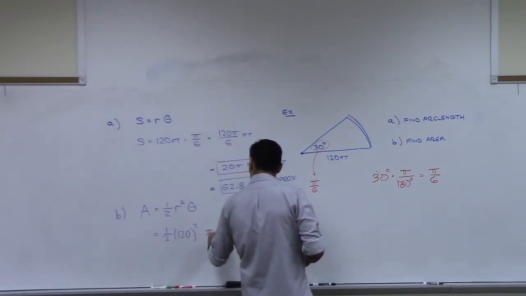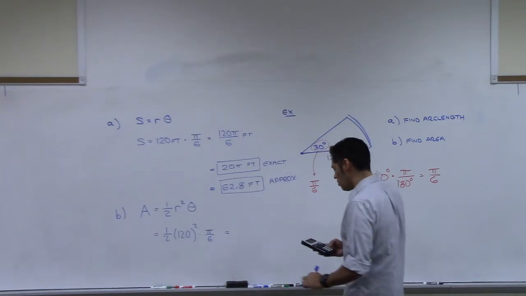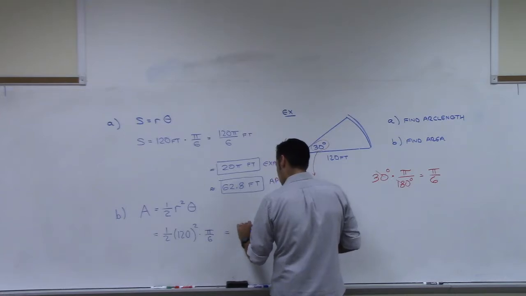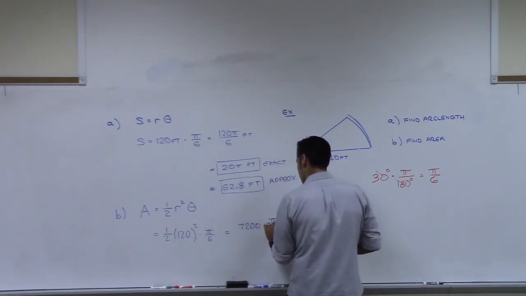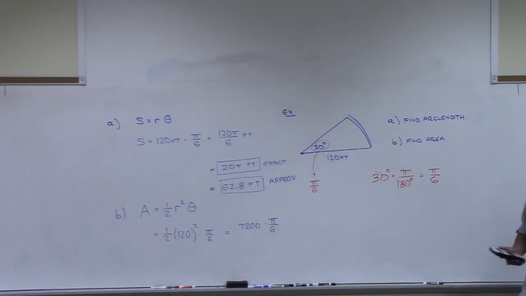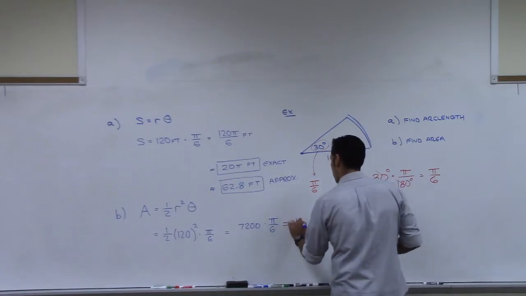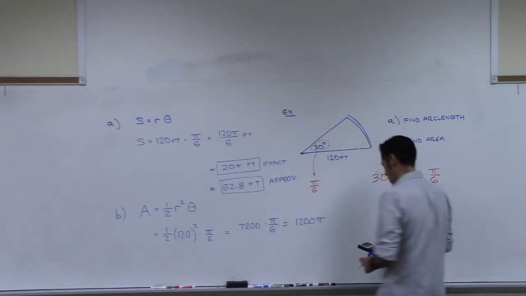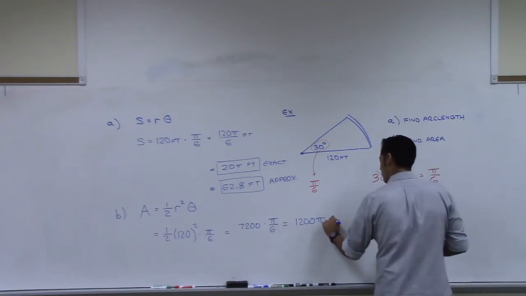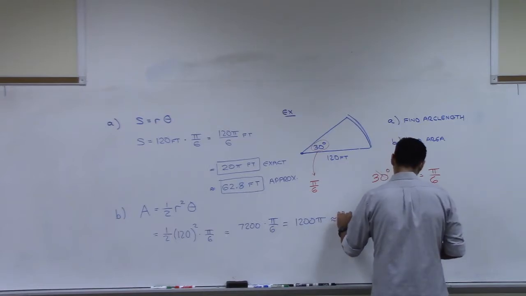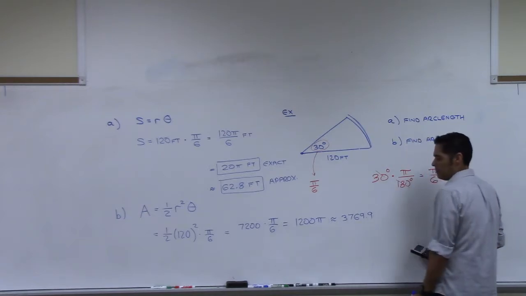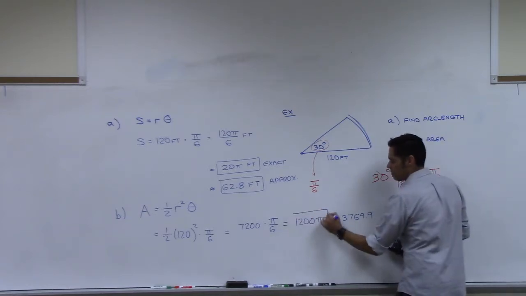So calculator time. I squared 120, which is 14,400, and then divided by 2. And I'm getting 7,200 times pi over 6. I haven't multiplied by pi over 6 yet. I'm going to divide that by 6. Ooh, it's a nice number. 1,200 pi. Which is approximately 3,769.9 something. So here's my exact answer. Here's my approximate.